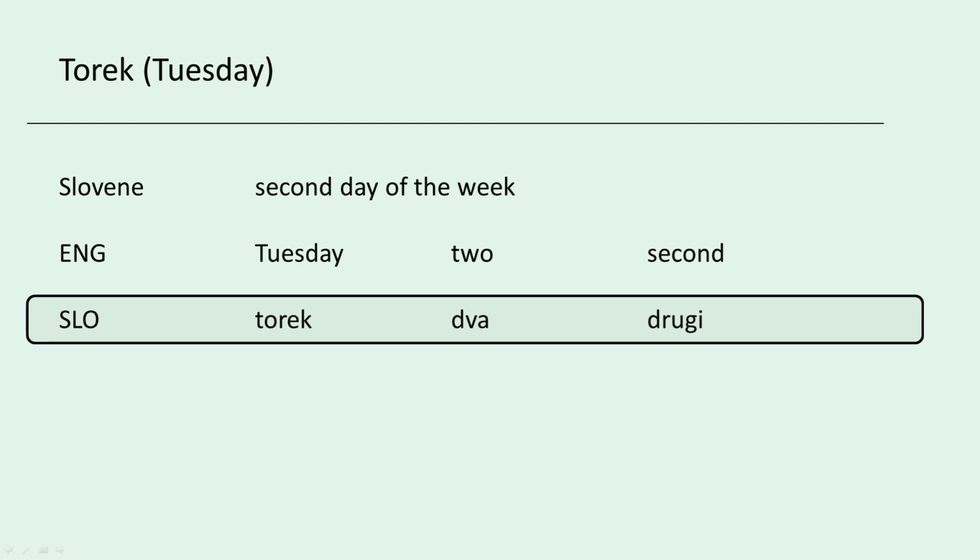However, in Russian, for example, it's pretty obvious that torek means the second day of the week, and the same goes for Macedonian, another Slavic language. In Russian, Tuesday is vtornik, and second is vtoroi. In Macedonian, Tuesday is again vtornik, and second is vtor. It should be pretty obvious now that torek means the second day of the week. Let's move on to Wednesday.